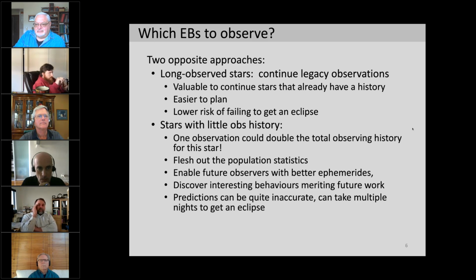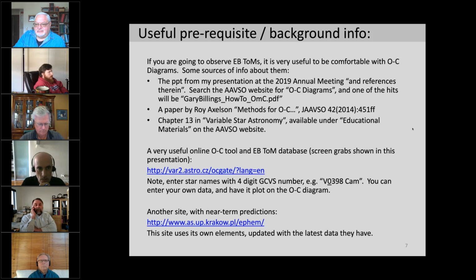This is a slide, don't bother to read it right now, but I'll make this little PowerPoint available, and this lists places to go to get more information about O-C diagrams, which are very useful, and also an online tool where you can get an O-C diagram for stars based on the observations that have already been published in the open literature. And down at the bottom, there's a site that can also give you an O-C diagram, and it will give you a prediction for the next 10 or so eclipses. So those are just useful resources for you.